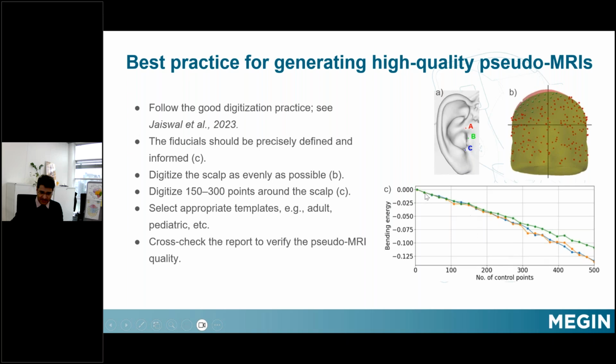Then here it shows that as the number of digitization points goes higher and higher, the bending energy goes lower and lower, which is required for having a good warping. Then also select the appropriate template and cross-check the report in the end.